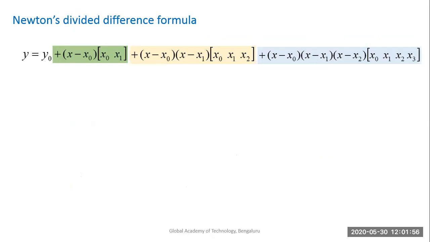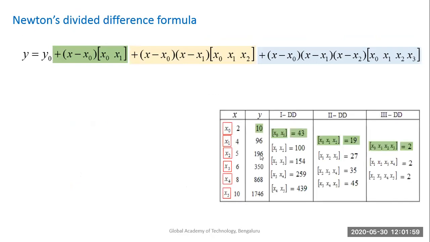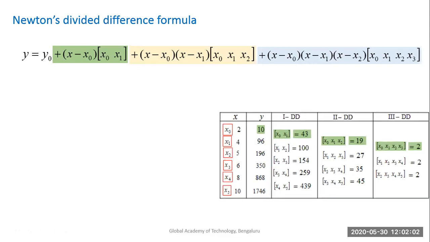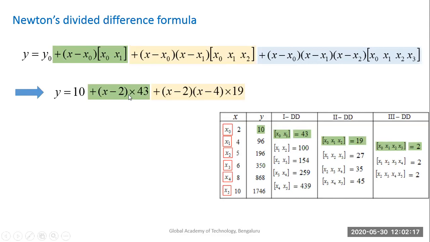Apply Newton's divided difference formula. We want a polynomial here. So this is the formula up to the third divided difference. From the table, we substitute: y naught is 10. Since we are finding a polynomial, x should be kept as it is. So x minus x naught is x minus 2. The first divided difference is 43. Then x minus x naught, that is x minus 2, and x minus x1, that is x minus 4, and the second divided difference 19. Then x minus 2, x minus 4, x minus 5, that is x naught, x1, x2, into the third divided difference, that is 2.